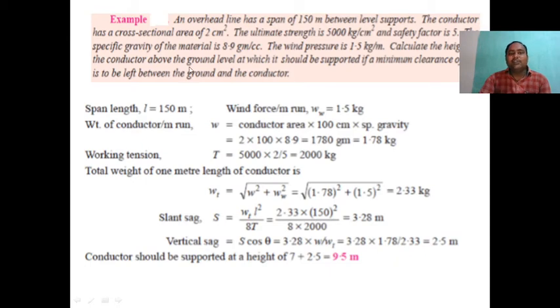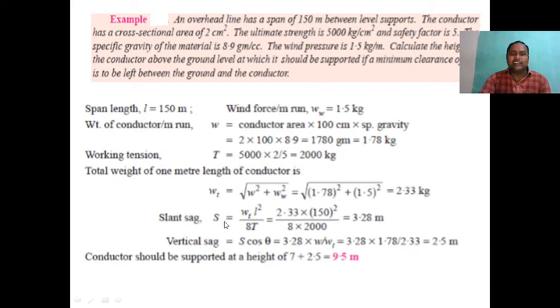If they give the weight of ice coating, you must add it to the weight of the conductor. Weight of conductor plus weight of ice coating, whole square, plus weight of wind pressure, whole square. You must consider that one. If they give ice coating, you must add it to the weight of conductor: W plus Wi, whole square. They have not given it, so Wi is equal to 0. Square root of W square plus Ww square, we get 2.33 kg.